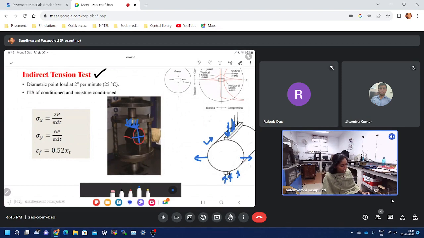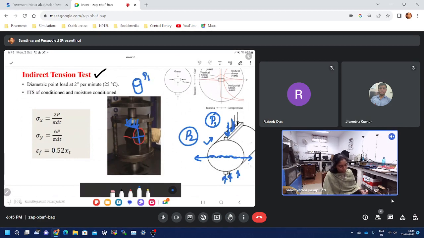Let us say initially I have applied pressure P and there is no failure, there is no crack. Crack will develop like this. Then I will increase the pressure, let us say to another pressure P2. Then I observe that there is a crack, so the specimen has failed. The maximum load or pressure at which it has undergone failure, that is what we have to note down. So for this indirect tension test, you will prepare the specimens and we will test how much load it takes.